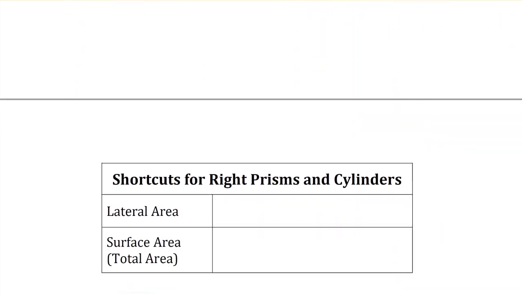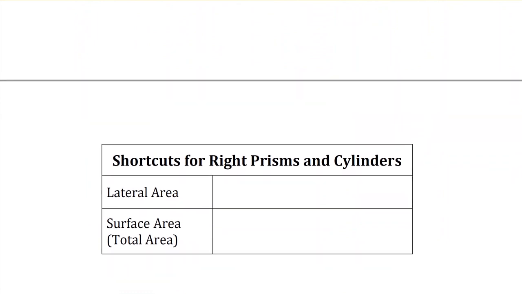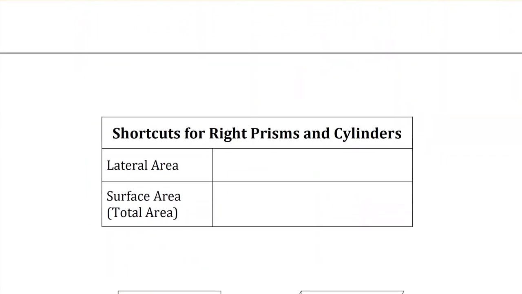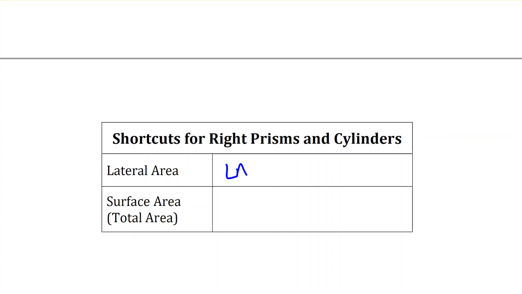So to summarize, shortcuts for right prisms and cylinders: if you want to calculate the lateral area, all you have to do is the perimeter of the base times the height. Now, if this is a cylinder, typically you'll see this written as circumference times height. And it is key that for both P and C, this refers to the base of the figure.